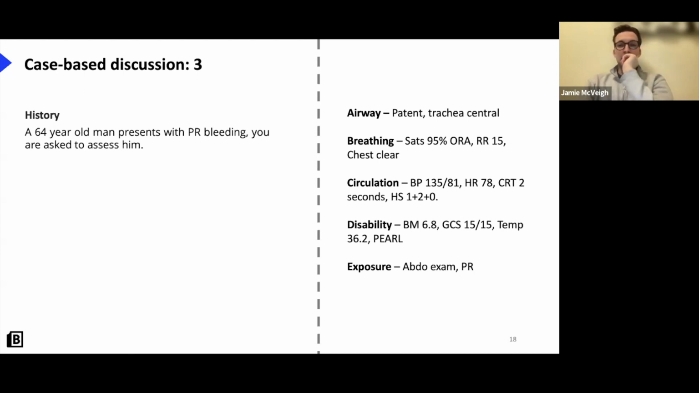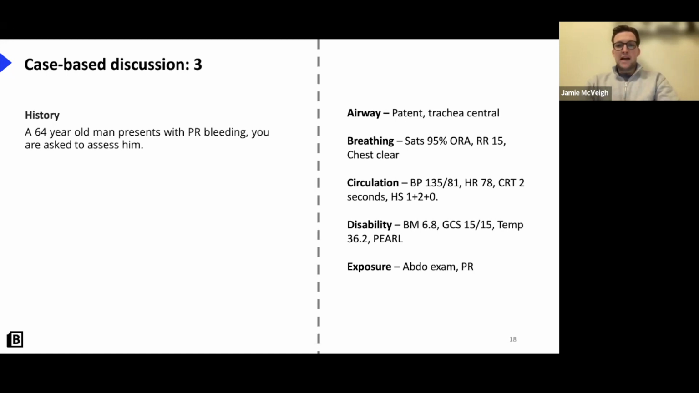So diagnosis, I've obviously given it away, is hemorrhoids. And remember, hemorrhoids can be external, but they can also be internal as well. Internal are ones that typically bleed more, okay? But they're often difficult to palpate on a PR exam, okay?